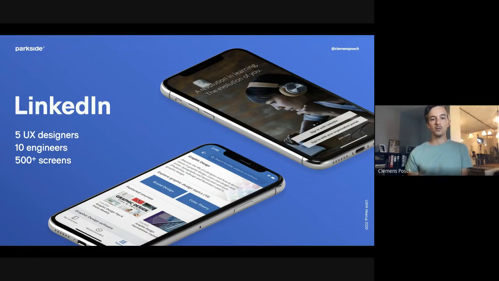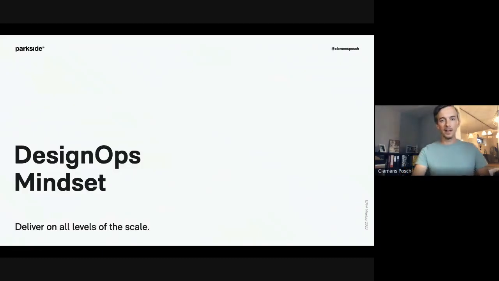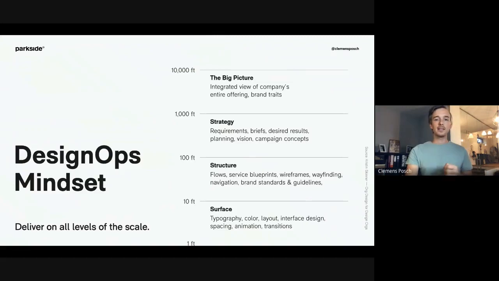So how do you achieve this? How can you work in a setup like that? You don't have to form a dedicated DesignOps team for that, but maybe rather start with adopting a DesignOps mindset or strategy. What I mean is, not only think about the surface of your work or design system, we rather need to deliver on all levels of the scale. On top of that, standards and documentation ensure that the assembled results have a more holistic user experience. LinkedIn's massive and complex service, for example, requires a much more systematic approach.